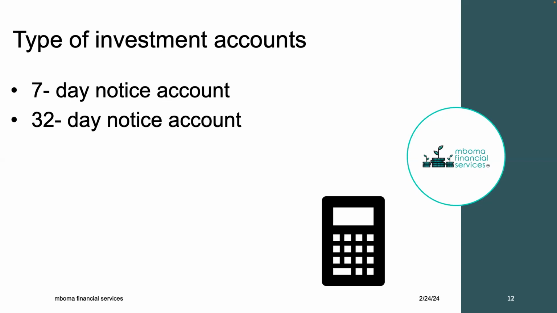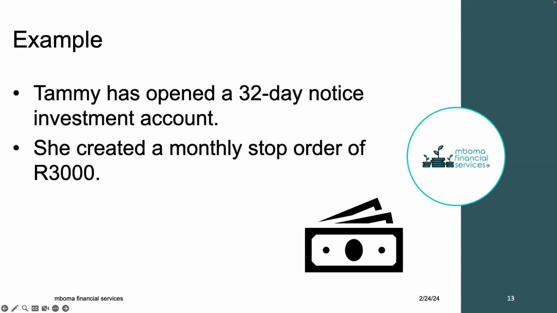Because they give you easy access. However, they also instill a bit of discipline because you are not able to access the funds immediately, right? Because you've put in those little stumbling blocks for yourself, okay? So look at Tammy. She's identified that she can save 3,000 Rand a month, and then she opens a 32-day notice account, and then she decides to create a stop order, right? So a stop order is a third way for you to ensure that you're instilling discipline.